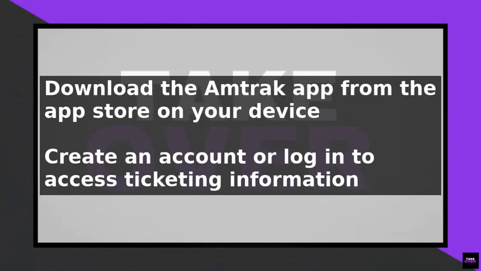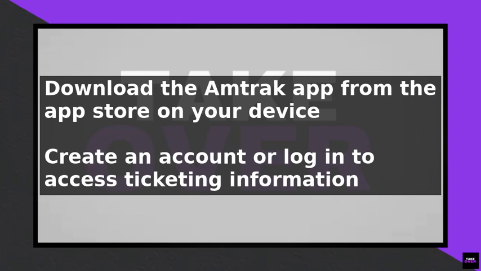To use Amtrak mobile ticketing, start by downloading the Amtrak app from the App Store on your mobile device. Once the app is installed, create an account or log in if you already have one. This will allow you to access your ticketing information and make reservations.